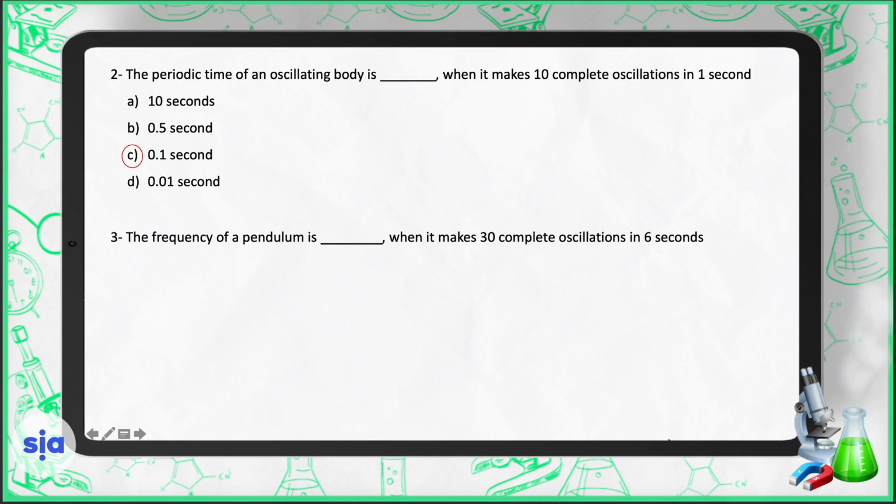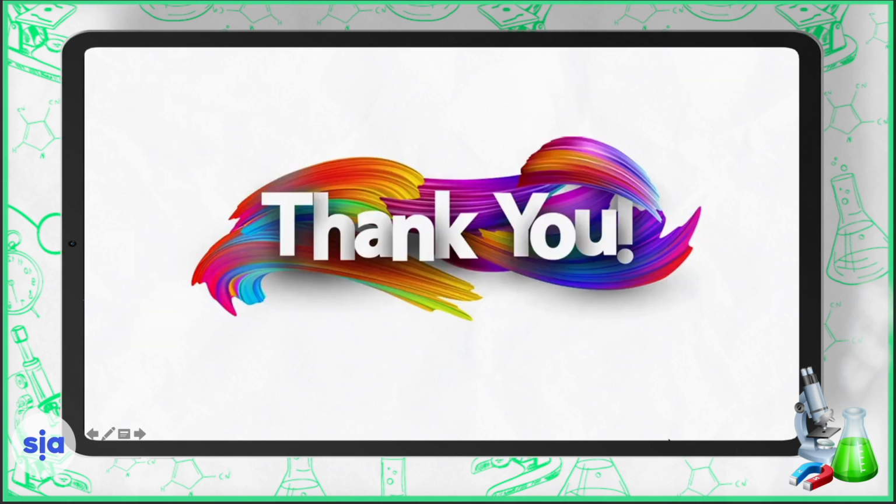The frequency of a pendulum that makes 30 complete oscillations in 6 seconds is: 5 Hertz, 0.2 Hertz, 0.5 Hertz, 8 Hertz. It's 5 Hertz.